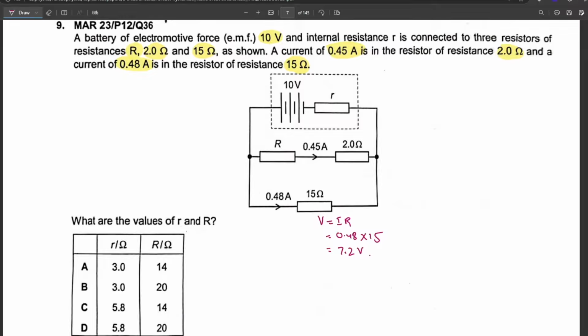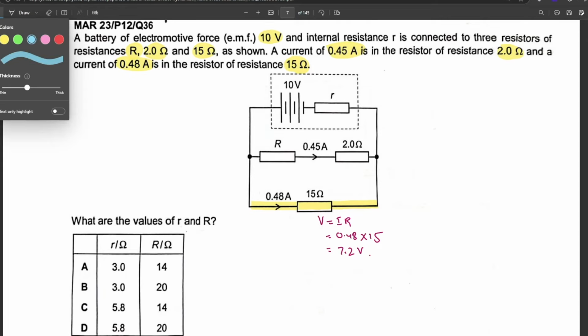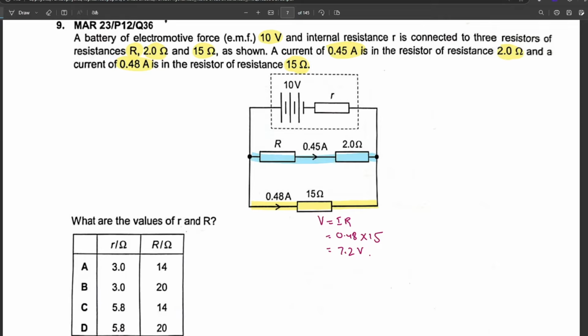Now, if this branch is getting 7.2 volts, according to the parallel circuits rule, this branch will also get 7.2 volts. Can you calculate the voltage across this 2 ohm resistor? Yes, voltage is equal to IR. Your current is 0.45 multiplied by the resistance, that is 2. 0.9 volts is your answer.